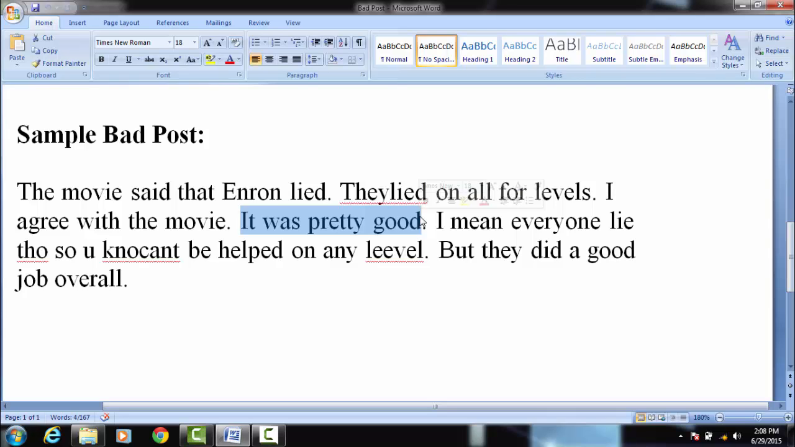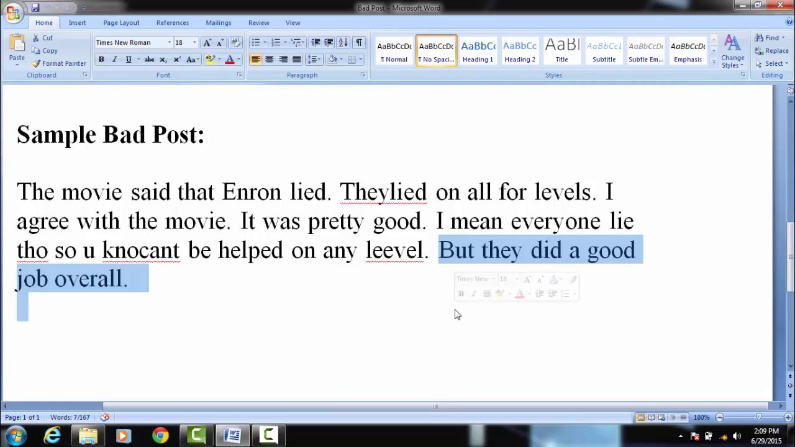The student continues to discuss ideas that are not relevant to the prompt. I mean, everyone lies, though, so you know, can't be helped on any level. The sentence structure is very messed up here. First, it's obvious that the student didn't proofread. Let's go on. The student finishes with another evaluation, but they did a good job overall.